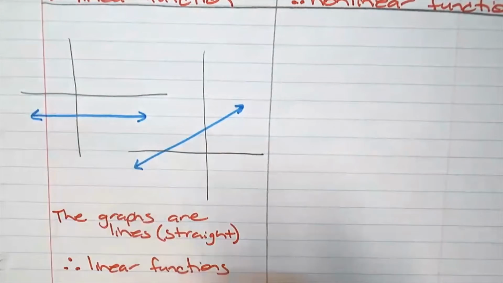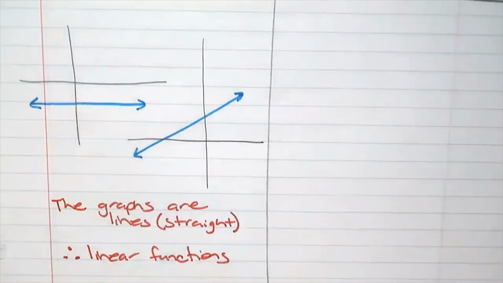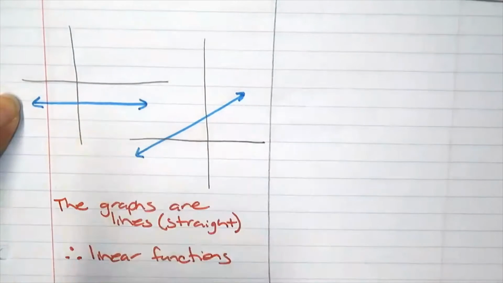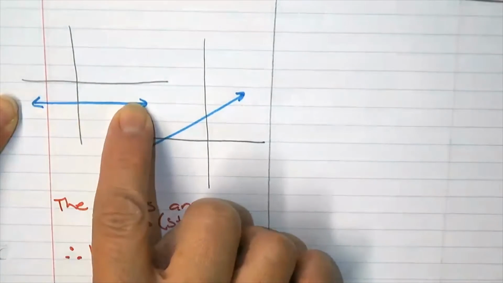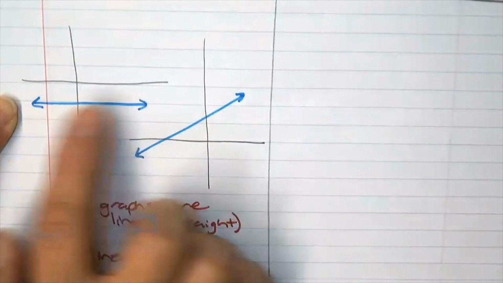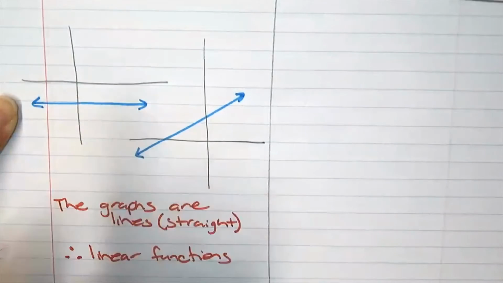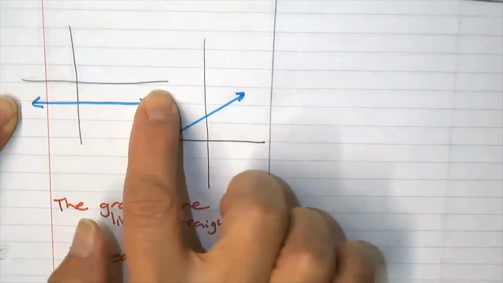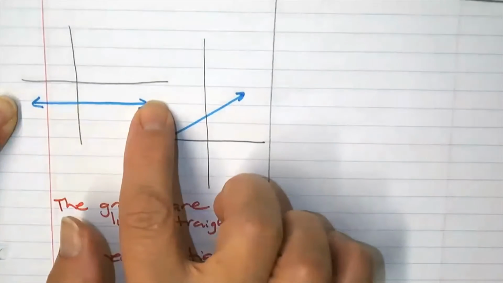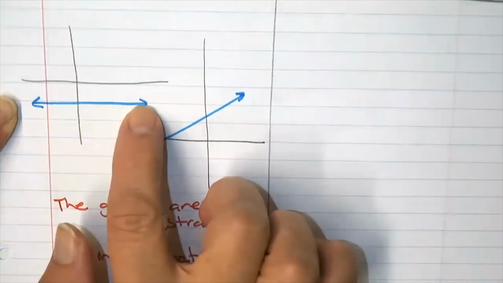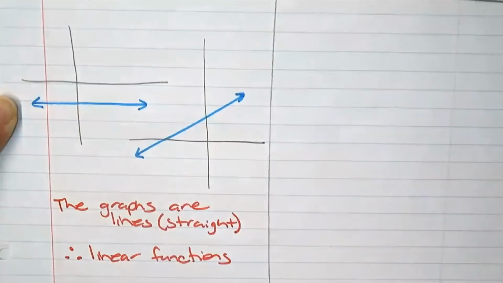And that kind of makes sense. My slope is constant for the whole graph, right? Here, my slope is 0. It doesn't matter which points I use. My slope is 0 across the graph. My rate of change is 0 across the graph. It's constant for the whole graph.